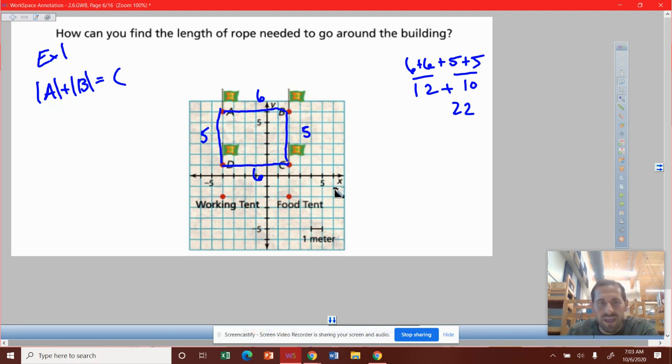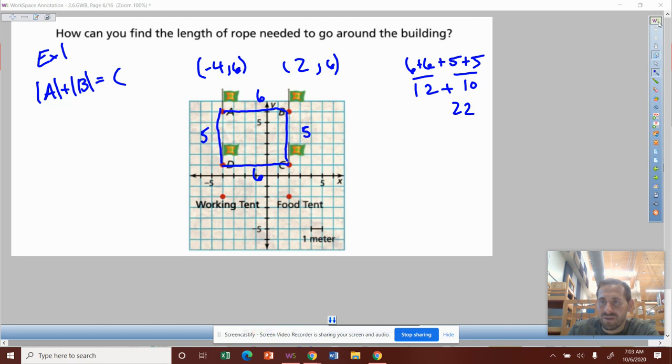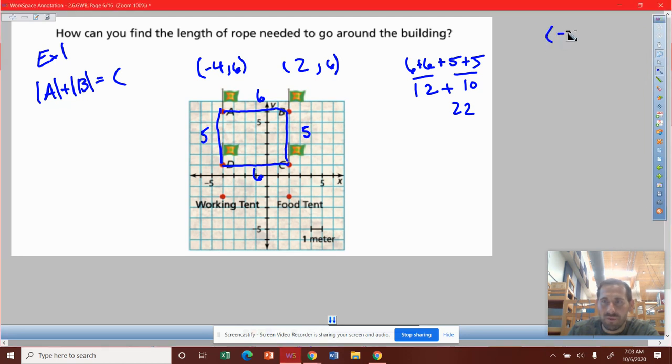If we're going to do that, we have to know the points. Like this point A is -4 up 6. This point B is 2 up 6. So I like to kind of stack my ordered pairs. It lets me compare them a little bit better. So we got -4, 6, and we got 2, 6.